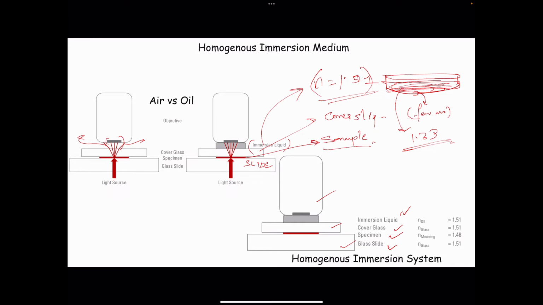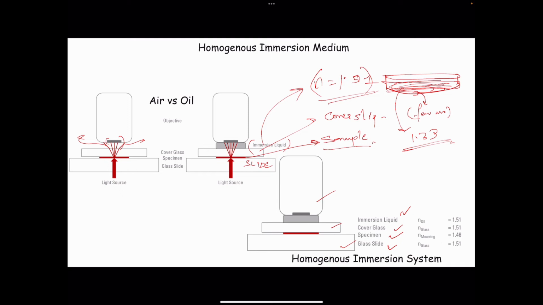Now we have already seen the concept of resolution and NA and how they are related. We will now examine immersion techniques available to microscopists which allow imaging of the specimen at high magnification, and simultaneously they should also overcome the limits of resolution, right? They should not cause a problem. They should help us get the NA better so that we can get a better resolution at high magnification.